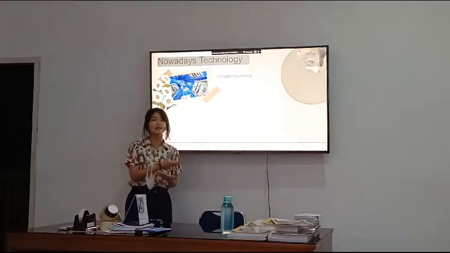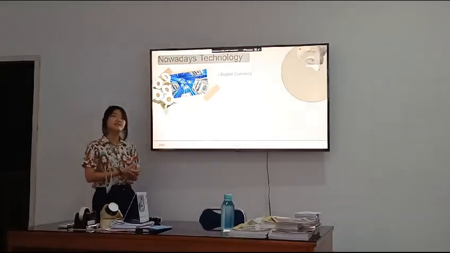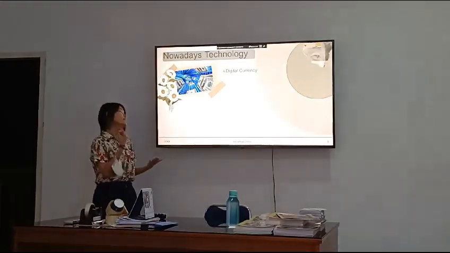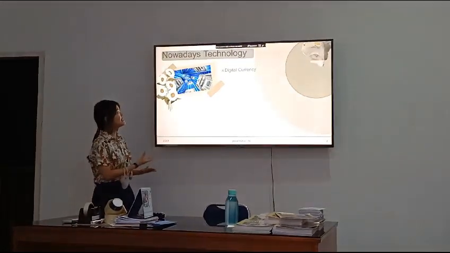Digital currency is like real money but in an electronic form, so it's not touchable like dollar bills and coins. Digital money can be transferred using an online system. That is how we pay.